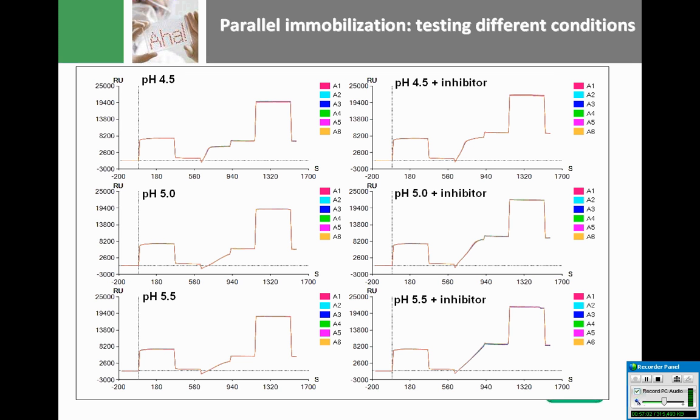So the protein was diluted in acetate 4.5, for example, together with high concentration of the inhibitor. The inhibitor binds to the pocket, to the binding site of the enzyme, and therefore it was protected once this enzyme was injected for immobilization.